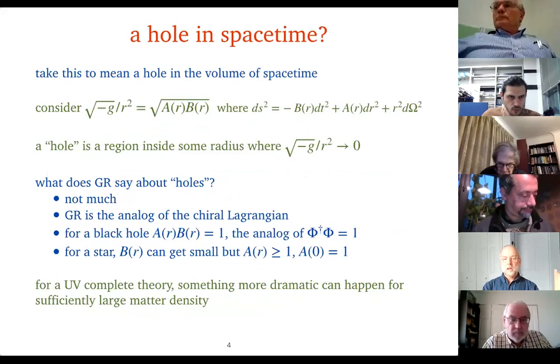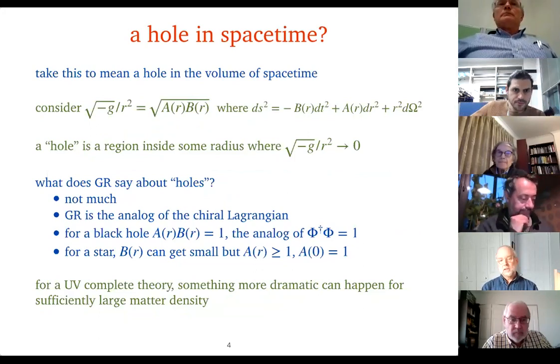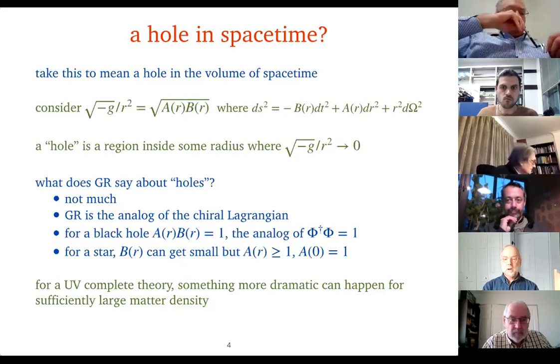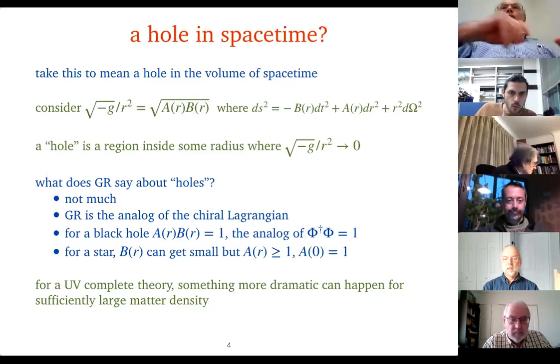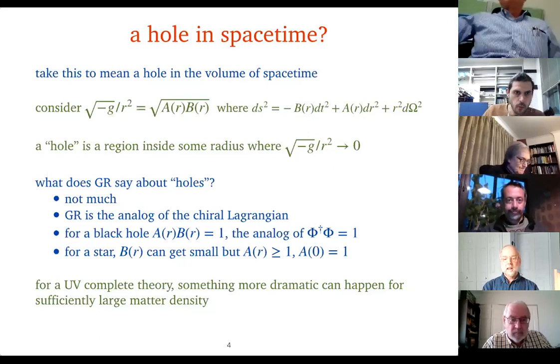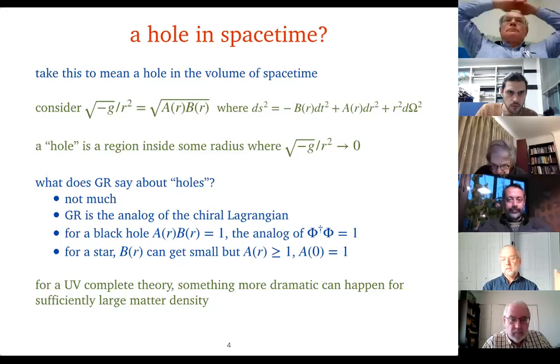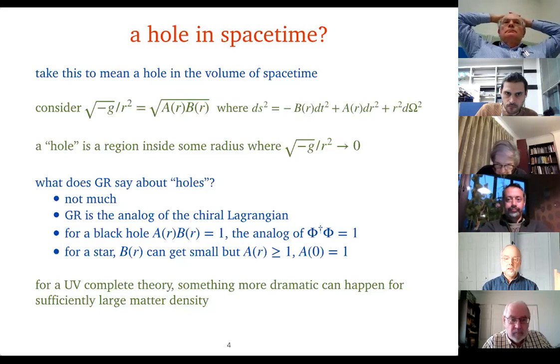So what does GR say about such holes? Well, not much. GR is the analog of the chiral Lagrangian. And for a black hole, we know that the product of these metric functions is 1. And I think that's the analog of phi dagger phi equals 1. When we add matter and look at a star, B of r can get small, but A of r, as far as I know, is greater than or equal to 1. And I know that at 0 radius, it has to equal 1.